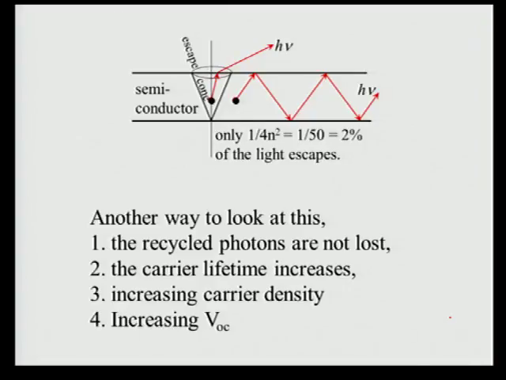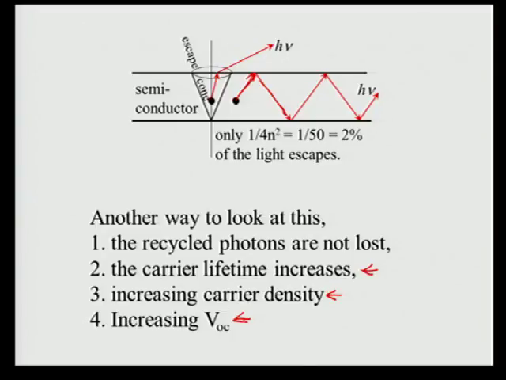Now, I prefer to think of the solar cell as just requiring excellent light emission. But people like a more traditional picture. This is a more traditional picture. This says, oh, the recycled photons are not lost. They get reabsorbed. And since they're reabsorbed, they produce more carriers. The effective carrier lifetime increases. If the effective carrier lifetime increases for a fixed amount of sunlight, that increases the carrier density. Any resource that is more dense has more free energy. Therefore, that leads to higher open circuit voltage.